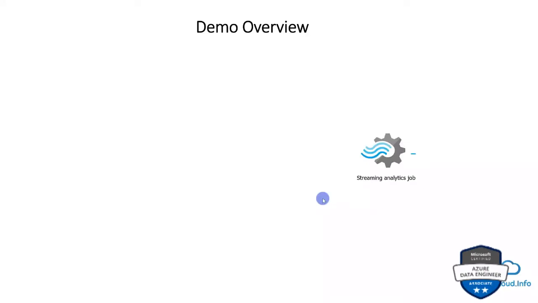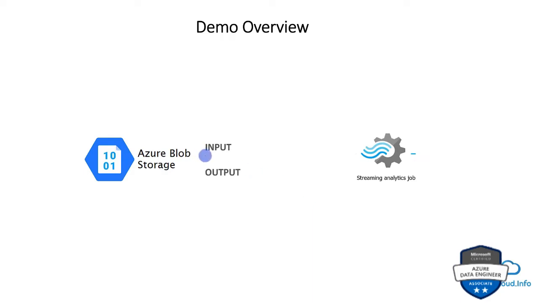Hello friends, welcome back. In this demo we are going to see a Stream Analytics job in action. First of all, we will create Azure Blob storage, which will act as our input and output. Basically, we will create an input and an output container in Azure Blob storage.